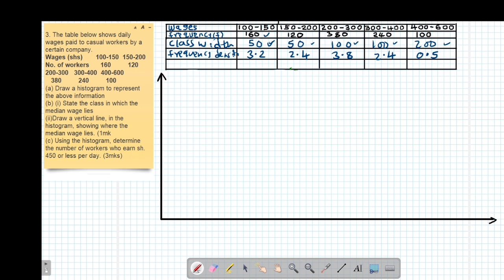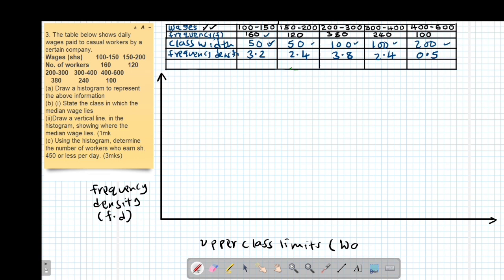So we said that when the class width is not uniform, we plot frequency density. So on the vertical axis, we need frequency density, usually abbreviated as FD, against the upper class limits. The upper class limits in this case are represented by, remember the classes are coming from the column which had the wages. So you can talk of the upper class limit or simply put wages in shillings. They were wages in shillings from our original question. So those will be our columns.